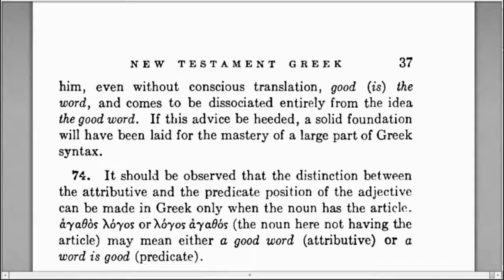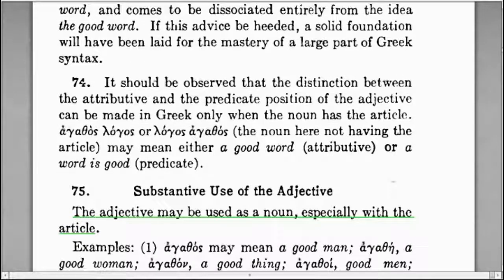74. It should be observed that the distinction between the attributive and the predicate position of the adjective can be made in Greek only when the noun has the article. Agathos logos or logos agathos, the noun here not having the article, may mean either a good word, attributive, or a word is good, predicatively. So really the importance is laid upon the article. Okay? Fair enough?